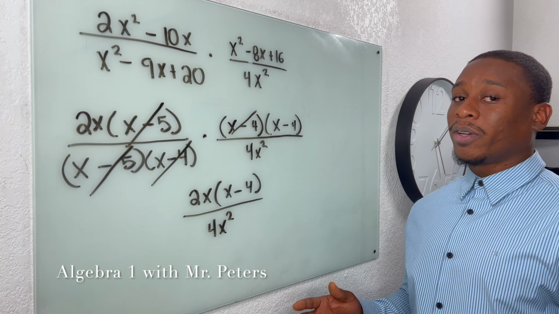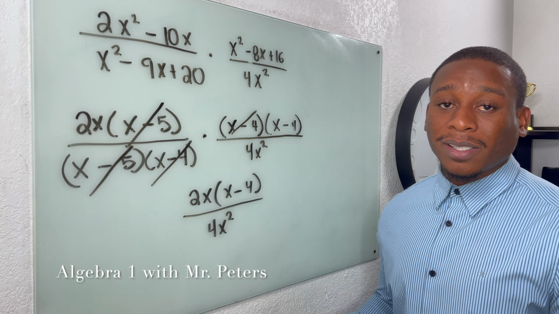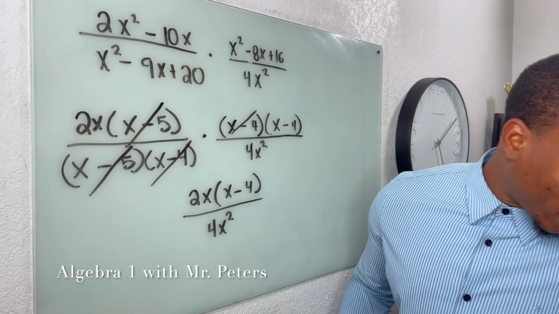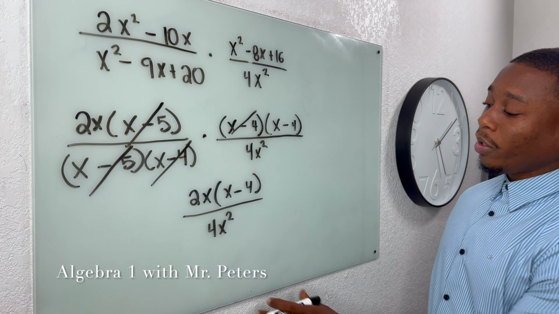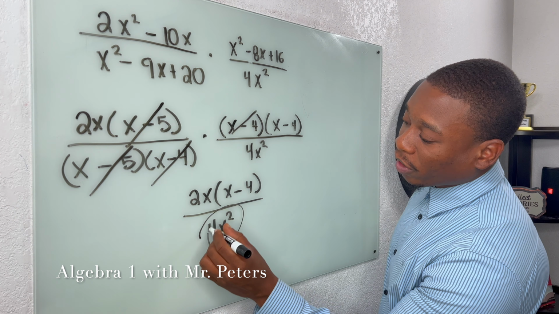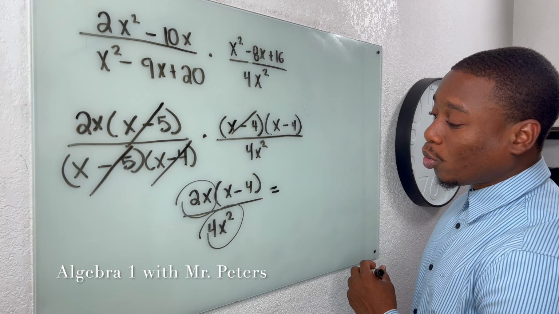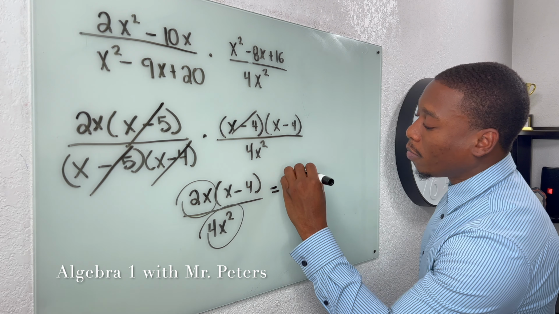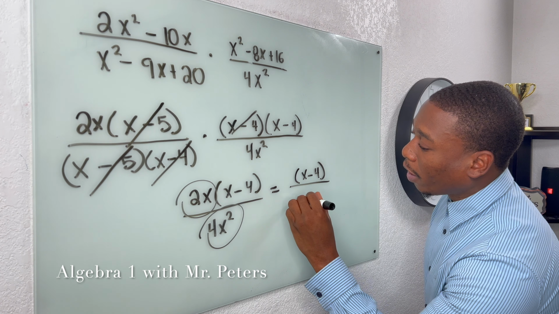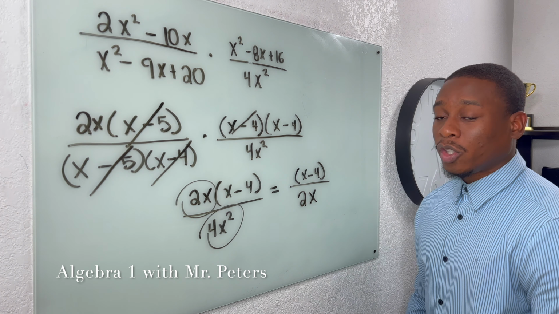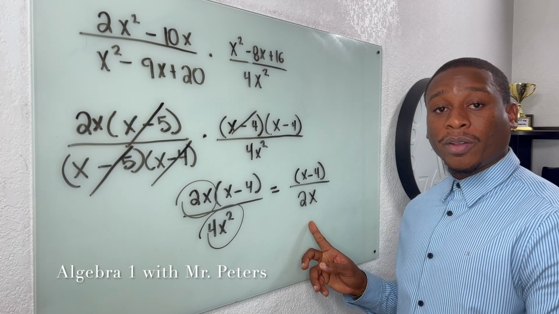Now, at first, a lot of people are going to think, oh, we're done, Mr. Peters. And that is not necessarily true. I want you guys to take a look at this trick real quick for you all, okay? So what we're going to do here now, we're going to focus on 4x squared and 2x. So if I divide by 2x, this is going to be 1, meaning I have x minus 4 on top, and then on the bottom, I'm just going to have 2x. So when we think about our final answer for this problem, guys, this is going to be our final answer.